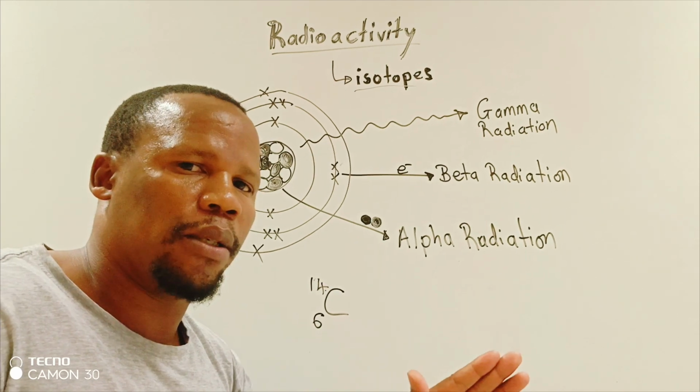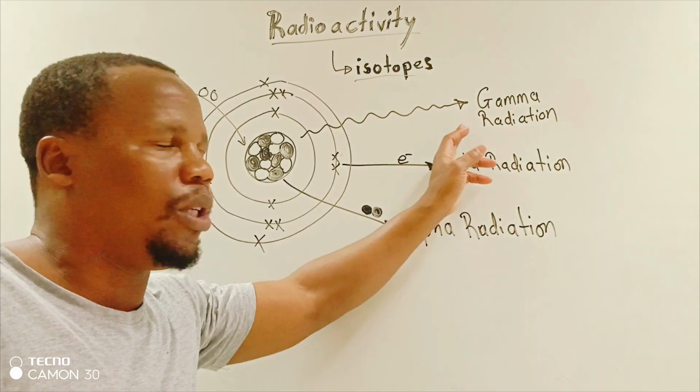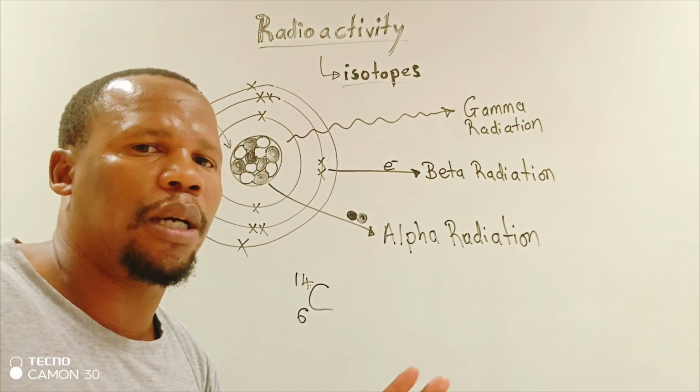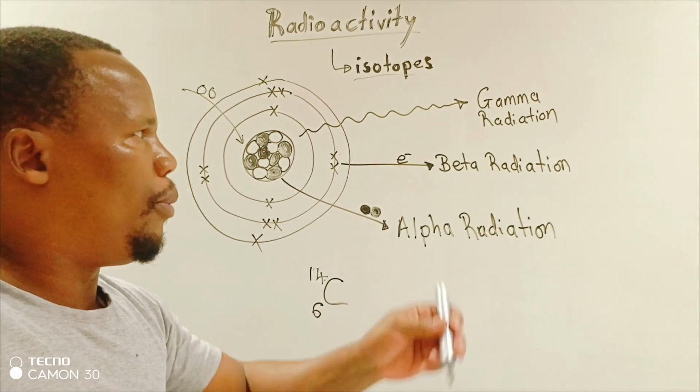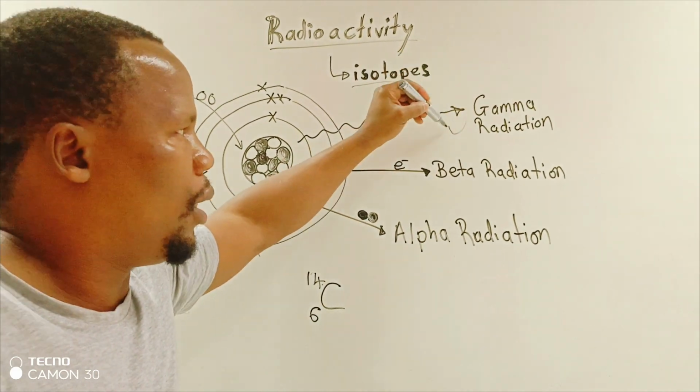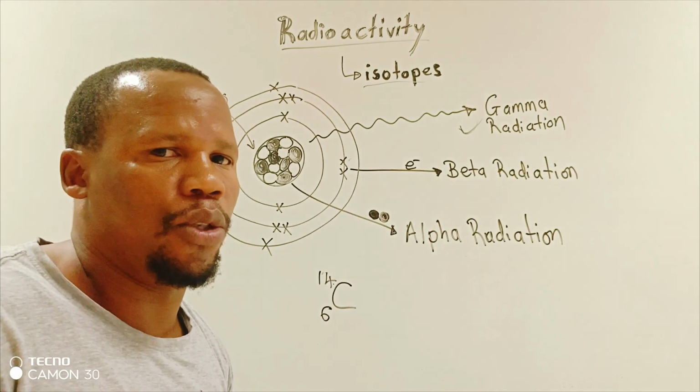Gamma is massless, and it is not even deflected by a magnetic field. So we produce this radiation, energy being emitted from the nucleus.